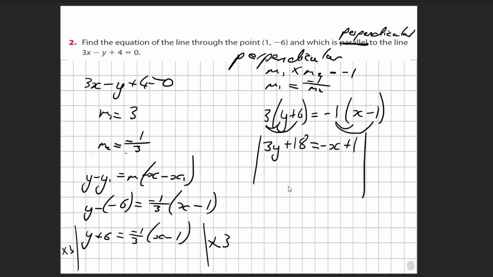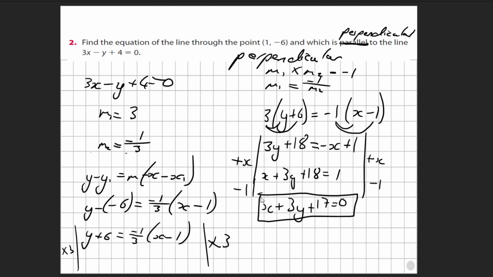Next, we're going to get everything onto one side, so I'm going to bring this x over. I'm going to add x to both sides of the equation. I'm going to get x plus 3y plus 18 equals 1. Next, I'm going to subtract 1 from both sides of the equation. I'm going to get x plus 3y plus 17 equals 0.